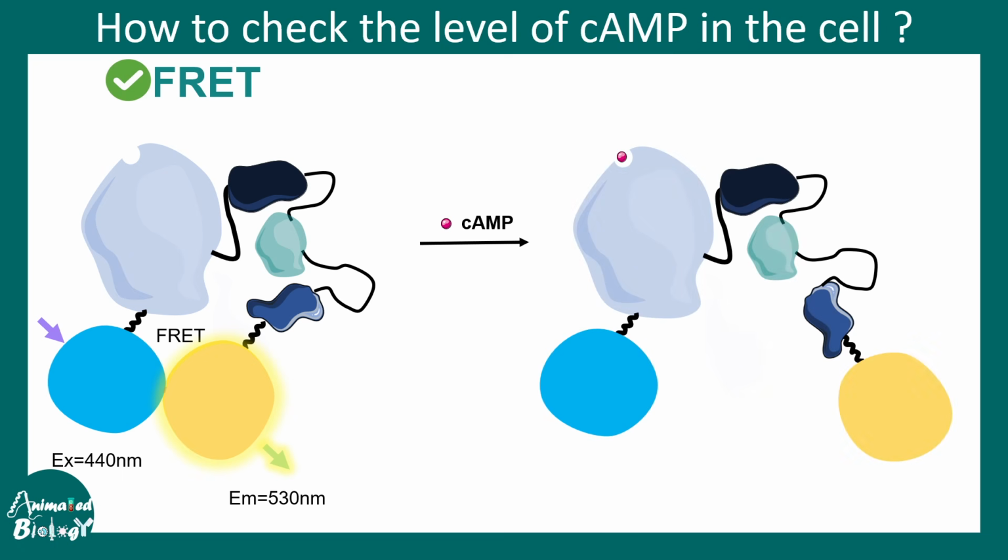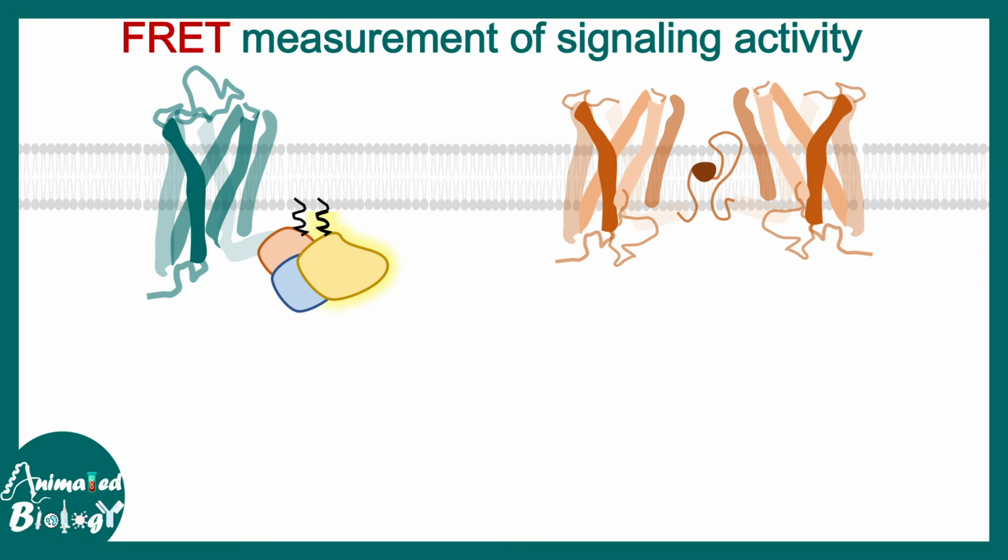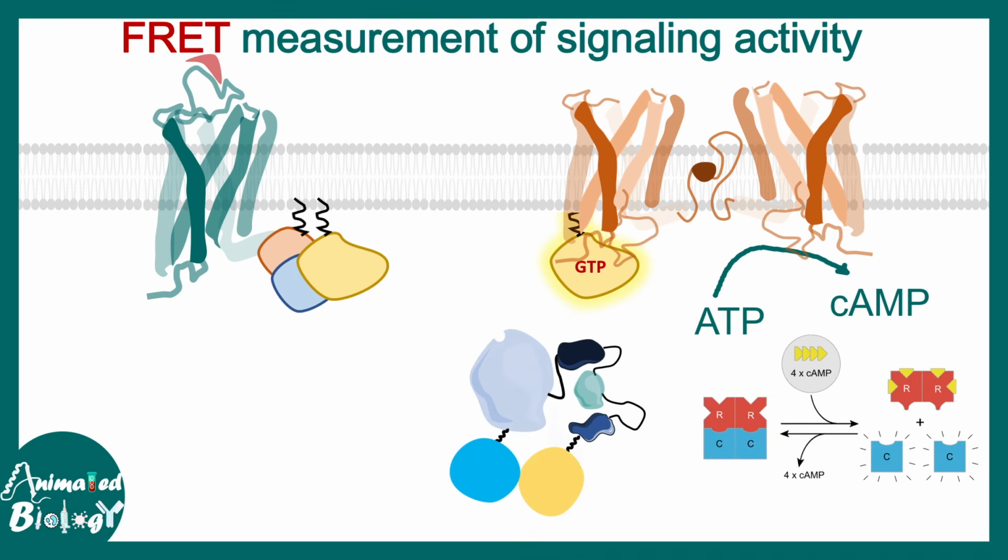Now it turns out, upon cyclic AMP binding, these domains actually move away from each other, leading to loss of FRET. So in this case, the loss of FRET is actually informing us about the presence of cyclic AMP. This is how one can generate FRET-based cyclic AMP sensors. So these FRET measurements would be very crucial for experimental determination of cyclic AMP levels.